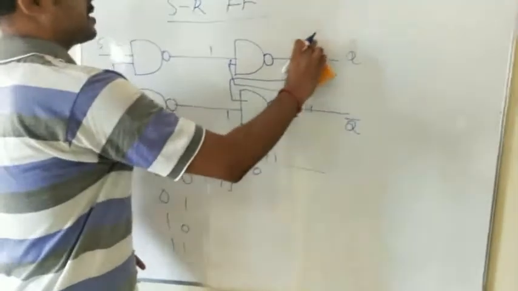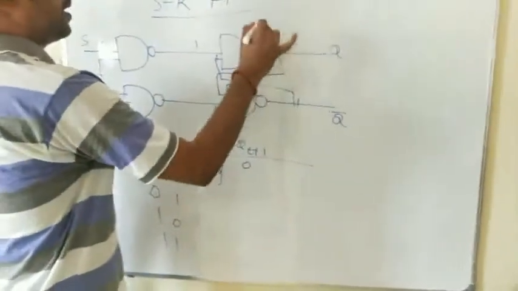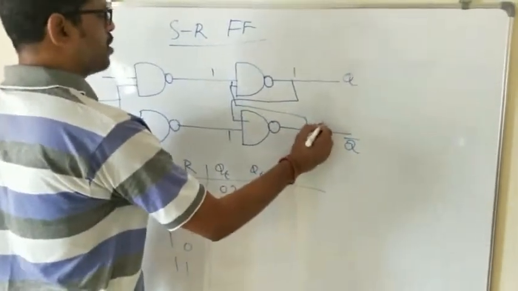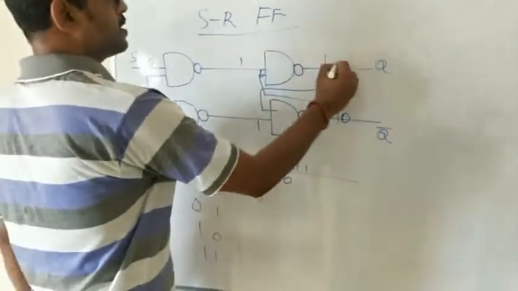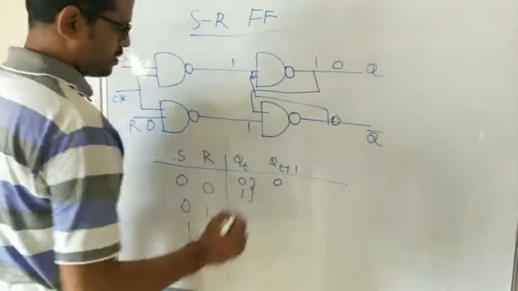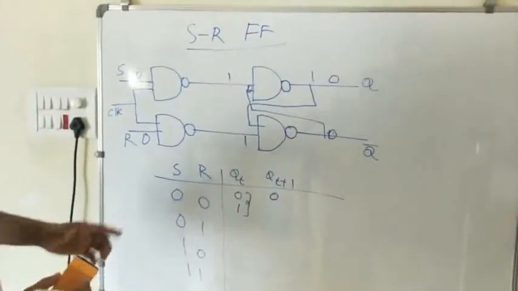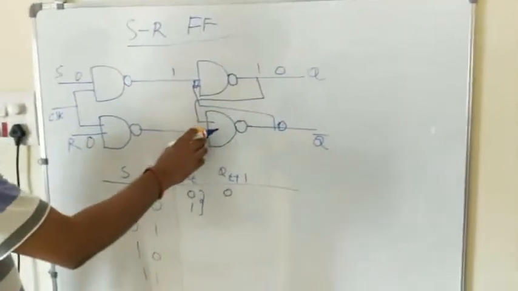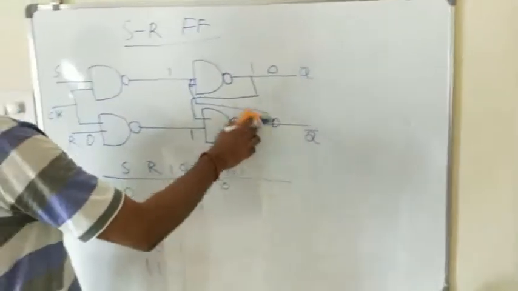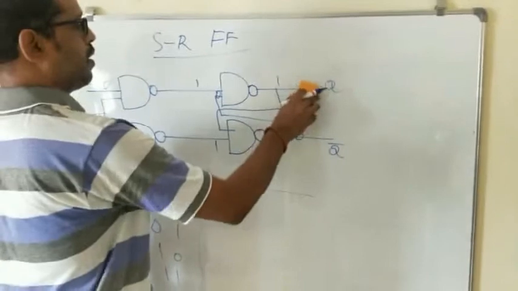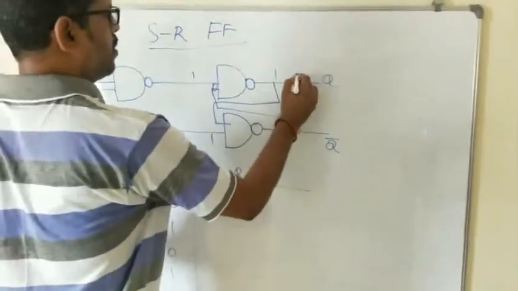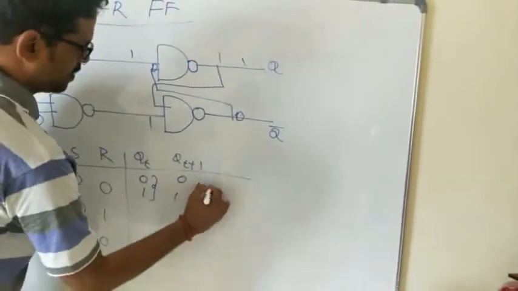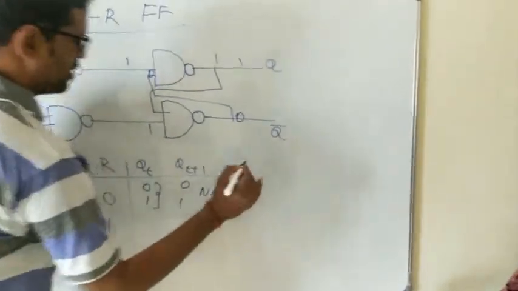Now we'll assume the present state as 1, then 1 1. 1 1 means both inputs are 1, means the NAND gate output would be 0. If 0 comes here, what is the output here? 0. The next output is, if I am giving 1 here, so 1 1, what is happening? 1 1 0, right? 0 1 means it is going to be 1 here. Okay, so what is happening? It is no change state. It is no change. Is it clear?